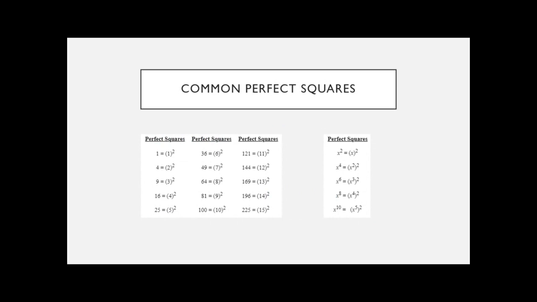For whatever reason, I haven't really had to use that one very often, so I've never memorized it, but I've seen 225 and 169 often enough that I have 13 and 15 squared memorized. The thing you want to know about perfect squares with variables is that it's an even exponent. If you have a variable with an even exponent, then it's a perfect square. So here, the perfect squares have even exponents.